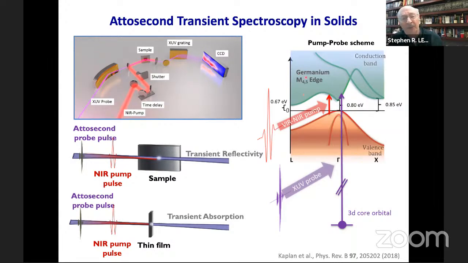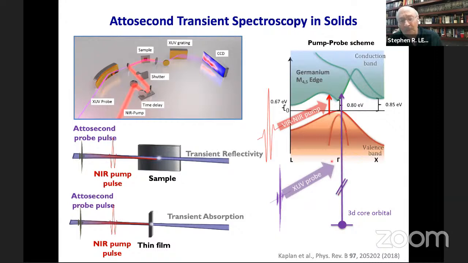So what's different about solids is that instead of having discrete energy levels, we have bands now. And this is just shown for germanium here. We have a conduction band in germanium, and we have a valence band, and we have a band gap, like a forbidden region where there are no states. And we can excite across the band gap of this system.